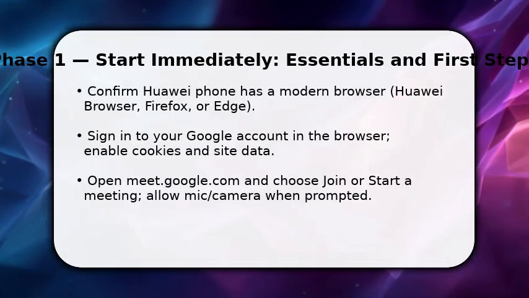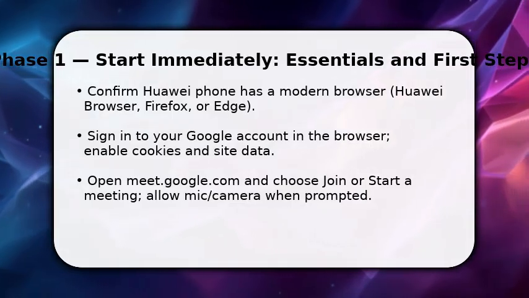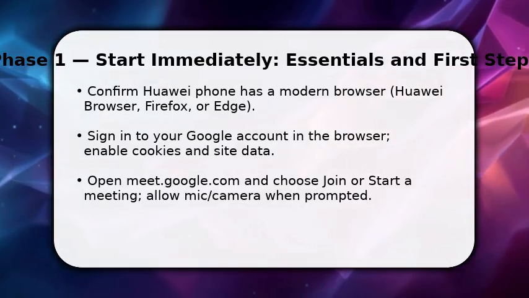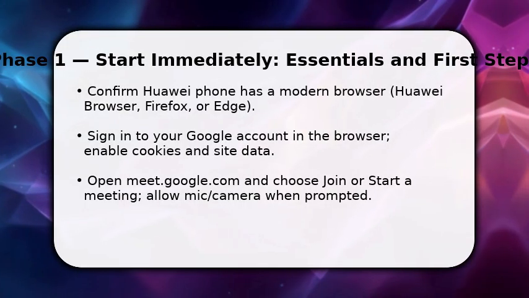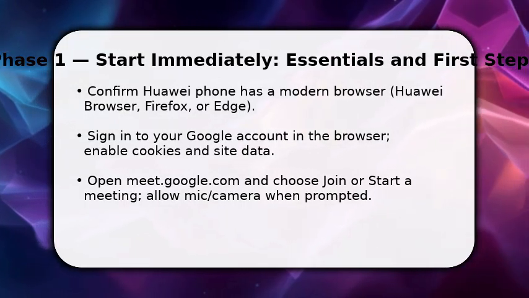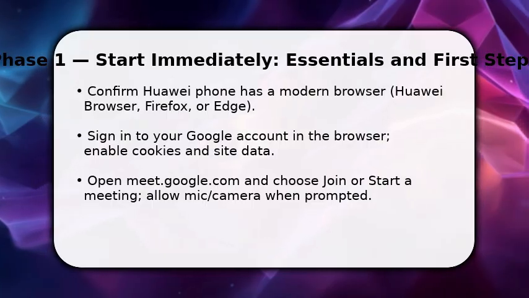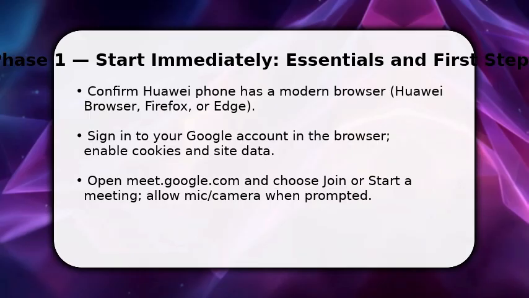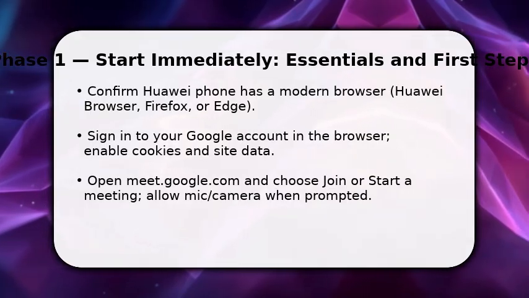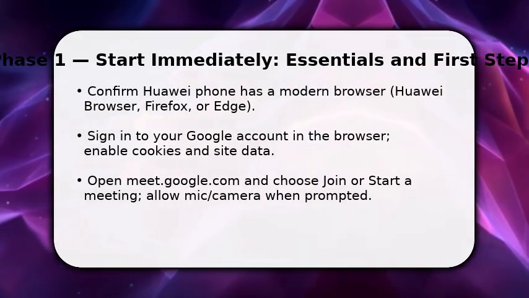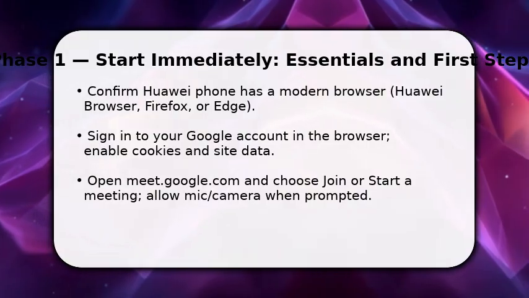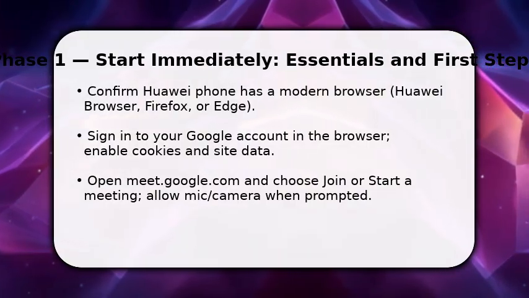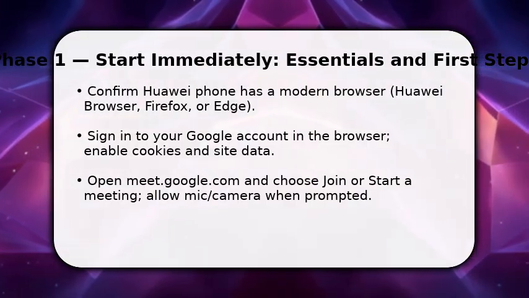You start by making sure your Huawei phone has a supported browser and you are signed into your Google account. Once done, open Meet.Google in that browser and tap Join or Start a Meeting. You will be asked to allow the site to use your microphone and camera. Grant those permissions so audio and video work. Make sure cookies and site data are enabled because Meet stores settings. Without them, the session may fail or ask repeatedly.